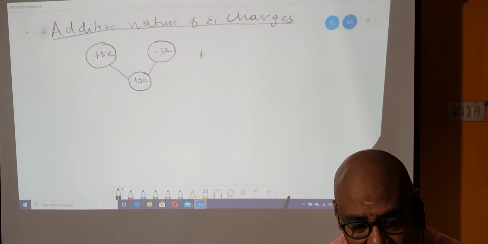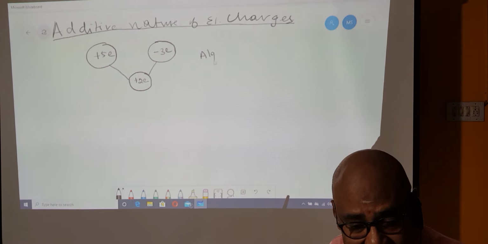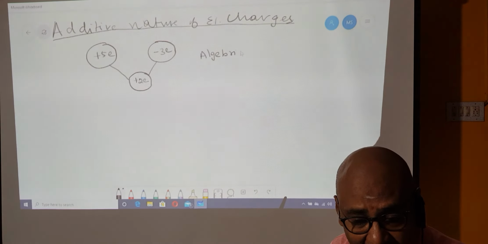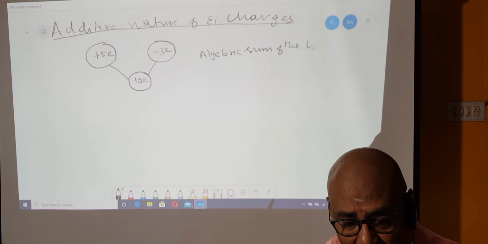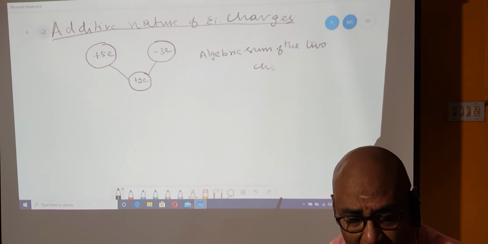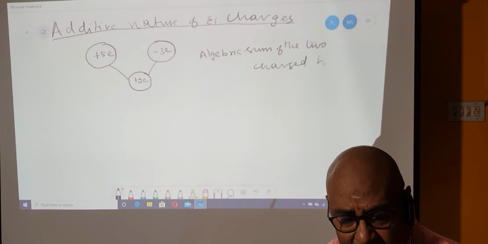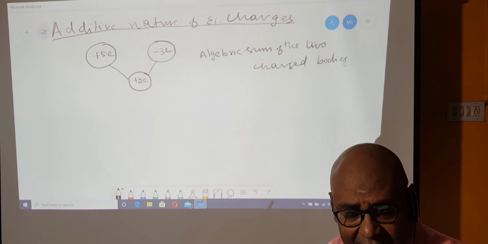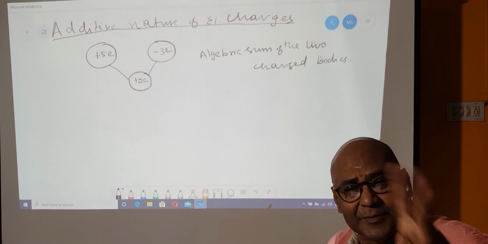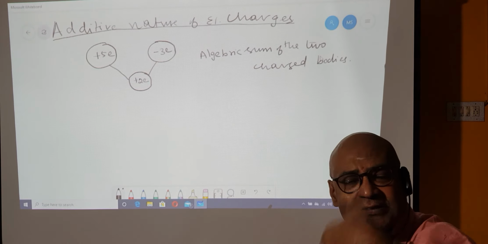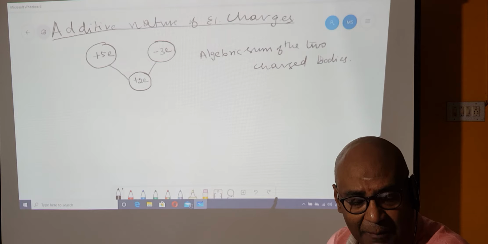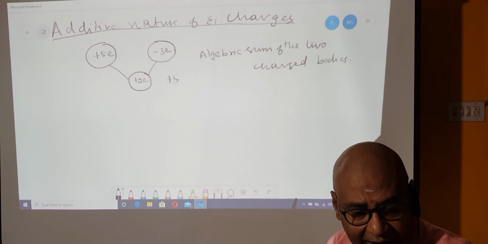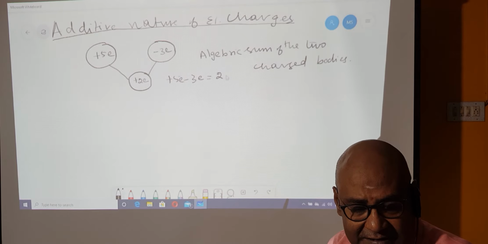That is, what have I considered? I have considered the algebraic sum of the two charges. Algebraic sum of the two charged bodies. Any number of charged bodies you can consider. Here I have considered only two. So algebraic sum means add the plus and subtract the minus. That's all. That is called the algebraic sum. See here, plus 5e minus 3e. The resultant is 2e.